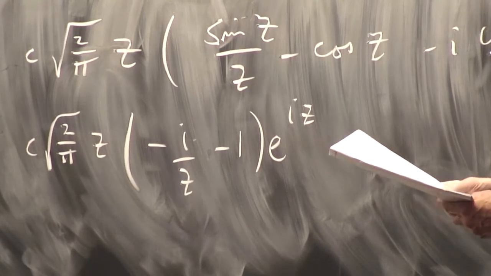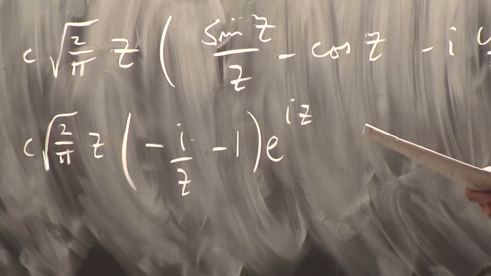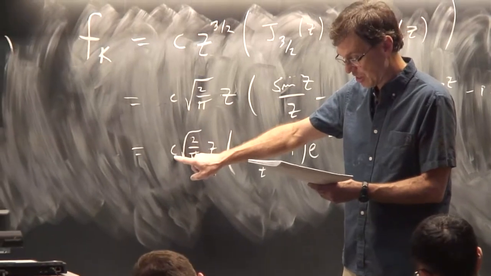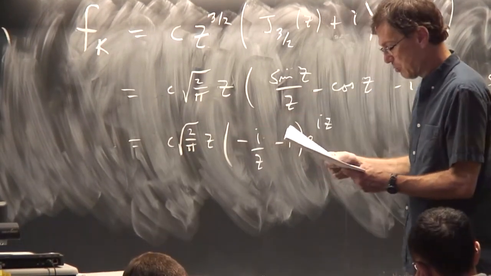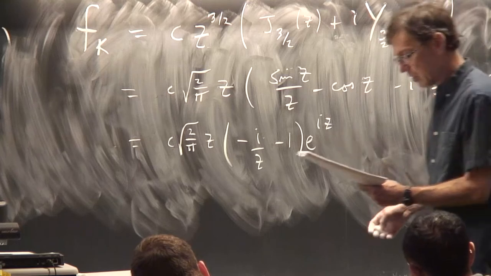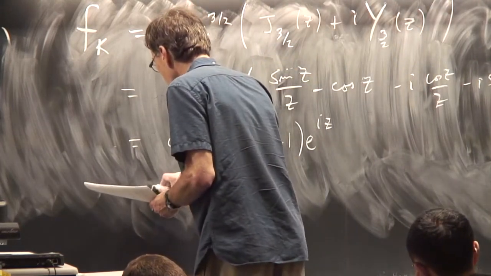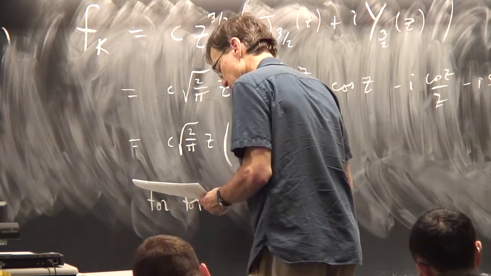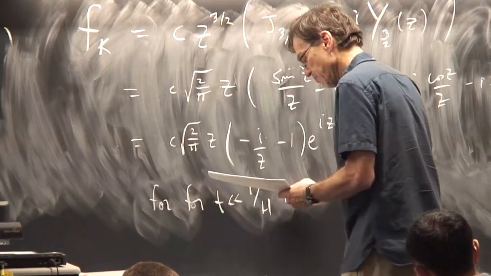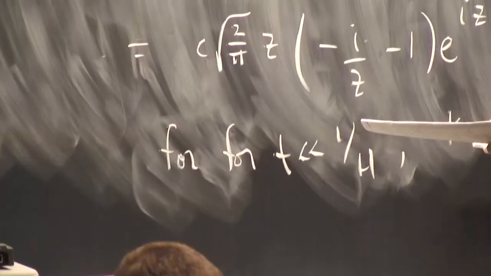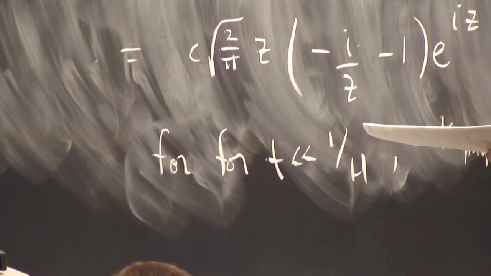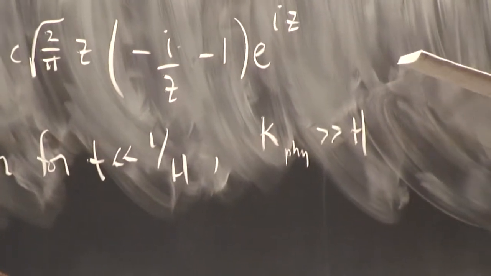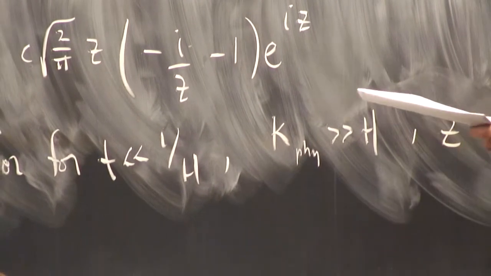And now, we would like to find out what we should choose for this normalization constant. Here's my argument. We want to match onto Minkowski space for times much less than 1 over H, so that the physical k is much greater than H, and then the effect of the background shouldn't matter.